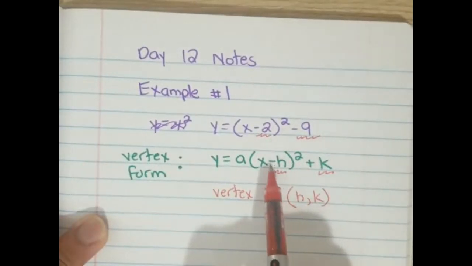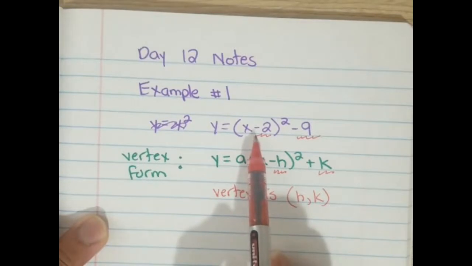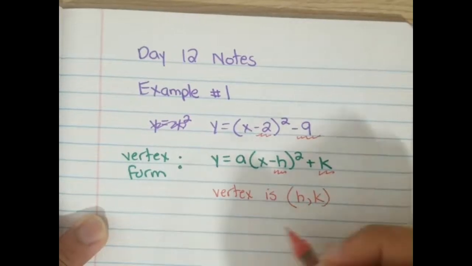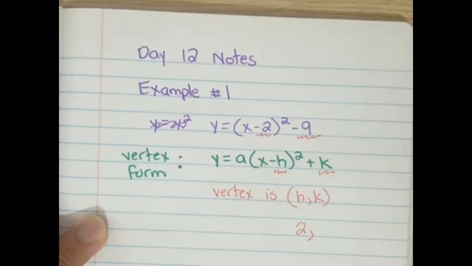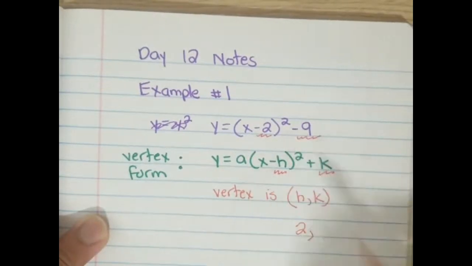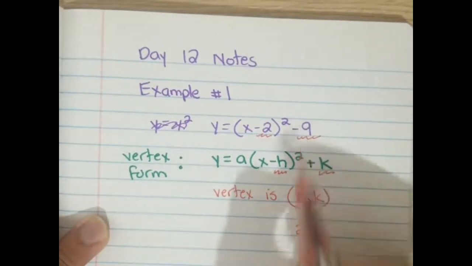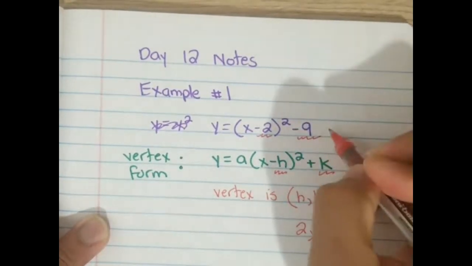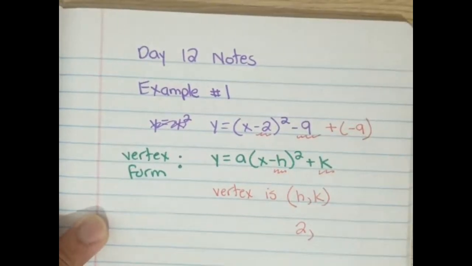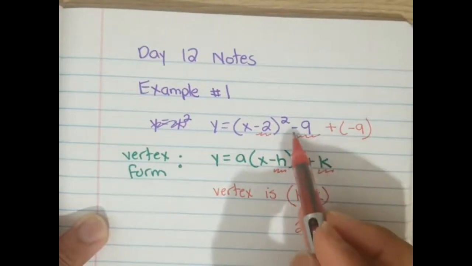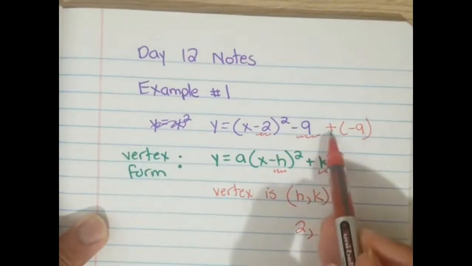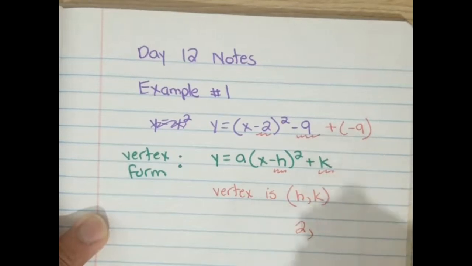So for our h value, you have a minus h. In our equation in example one, we have a minus 2. So this time our h value will be a 2. But for our k value, we have a plus k. In our example up here, we have a minus 9. But you want to make sure you remember that if you're subtracting 9, it's the same thing as adding a negative 9. Adding a negative 9 is the same thing as subtracting positive 9. So with a plus sign being here, we know that our k value will be a minus 9.